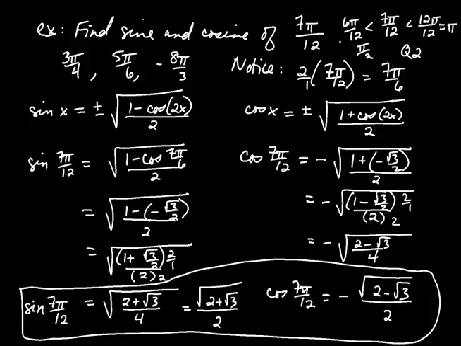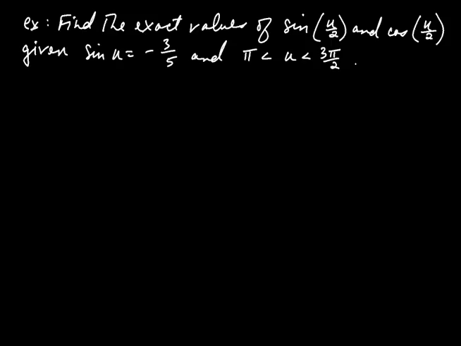All right, let's try another example. Let's find the exact values of sine of u over 2 and cosine of u over 2 given that sine of u is negative 3/5 and u lies between pi and 3 pi over 2. So first of all, what do I want to find? I want to find the values of sine of u over 2 and cosine of u over 2. Let's write that down. So I'm going for, first of all, sine of u over 2.